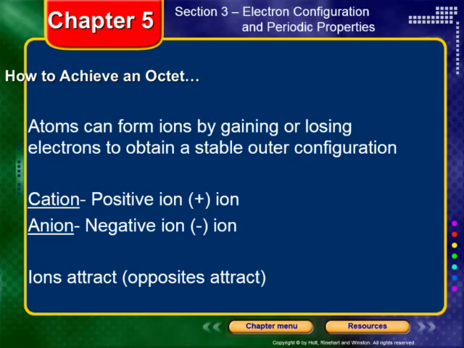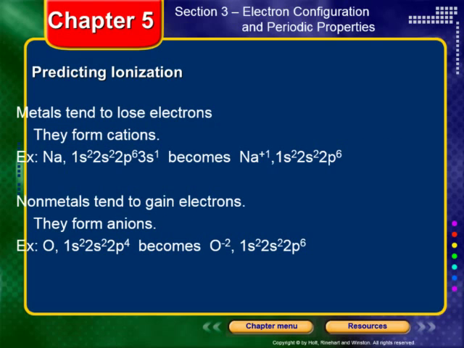But back to the idea of ionization energy, we need to achieve an octet. In order to accomplish that, we are going to either gain electrons or lose electrons until we have that full 8 valence electrons in our outer shell. So we can predict this.